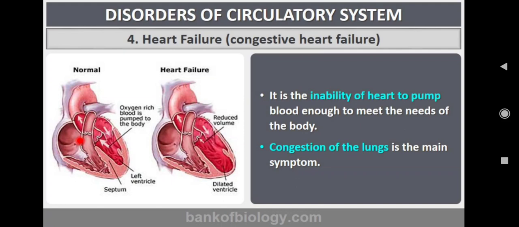Next, heart failure. Heart failure is a little different. It is the inability of the heart to pump enough blood to meet the needs of the body. So the heart cannot pump, and congestion of the lung is the main symptom. The heart is present in the thoracic cavity, isn't it? So due to the congestion, the heart will not pump. This is the reason why heart failure happens.